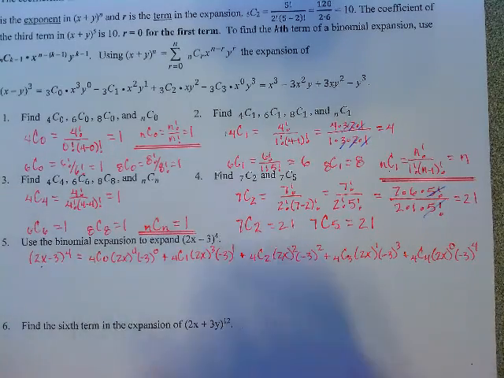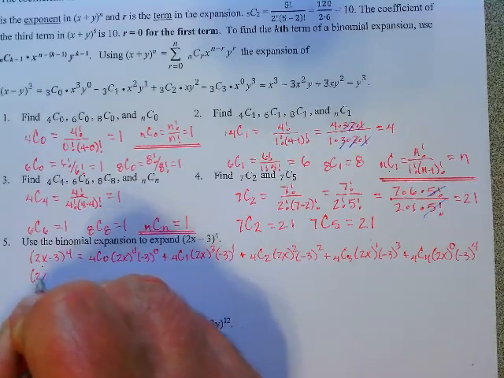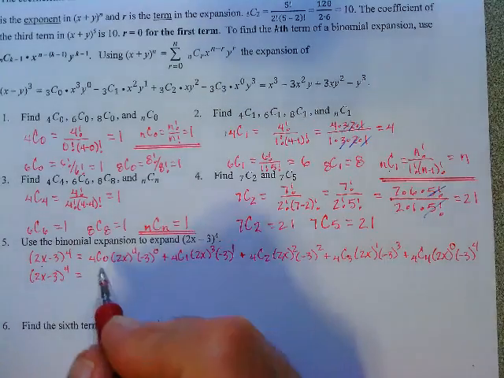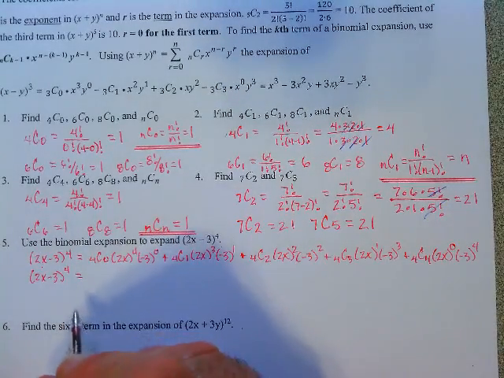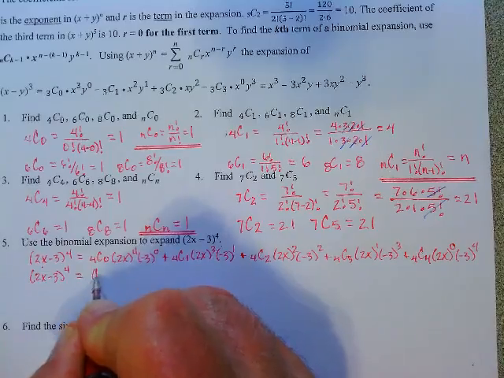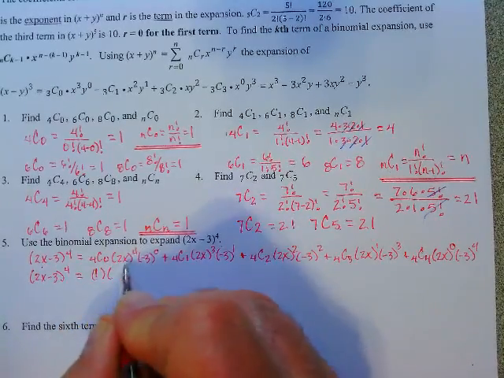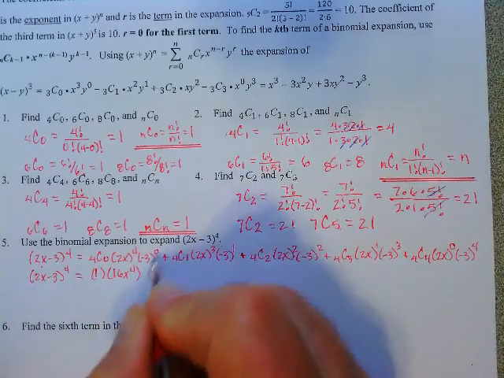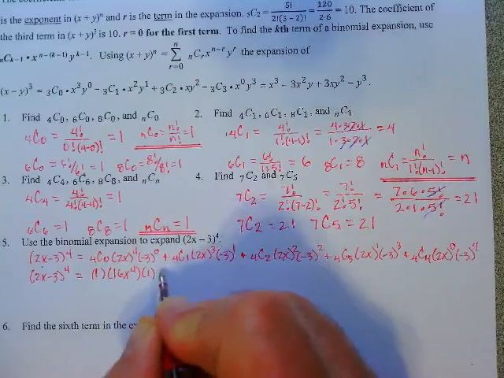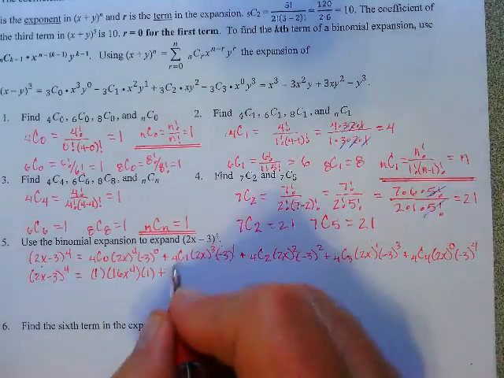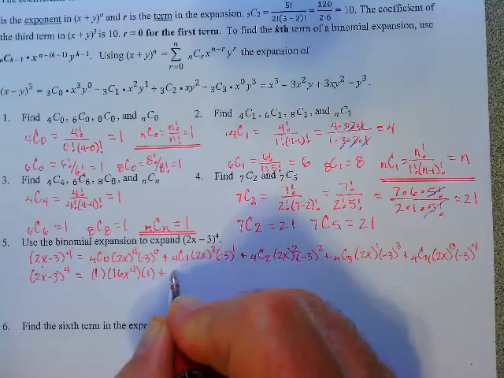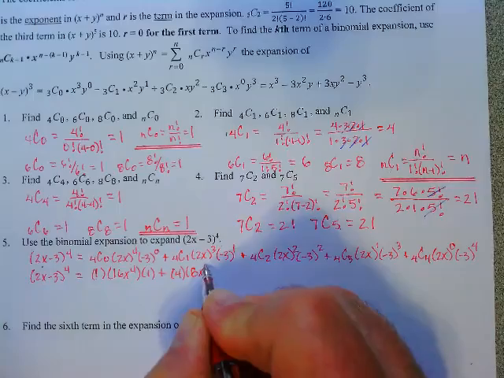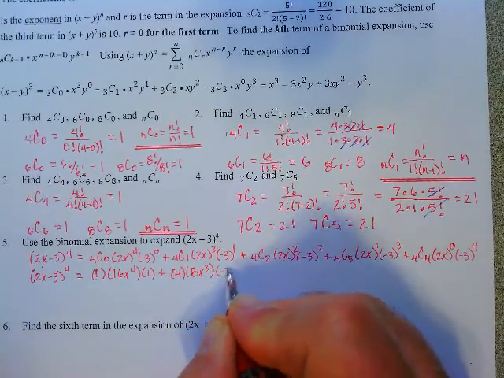Alright, so what do these things equal? Well, we already said that anything that has a 0 for the NC0 will be a 1. And now this part will be 2x to the 4th power, so that'll be 16x to the 4th. And of course, anything to the 0 is a 1. 4c1, well, anything that has a 1 will then be the n. So that's just going to be 4. And then we'll have 8x cubed, and then times negative 3.